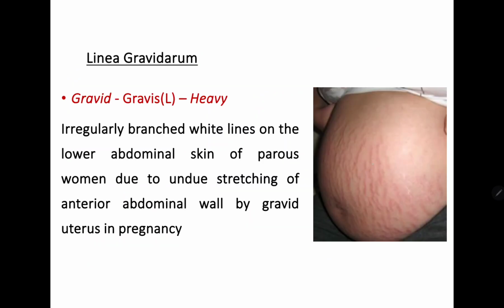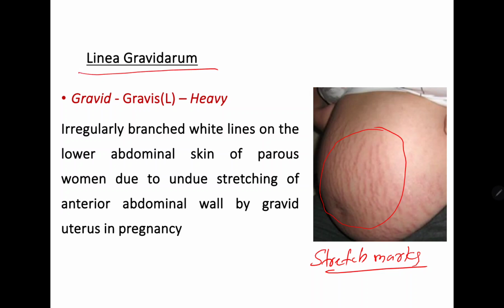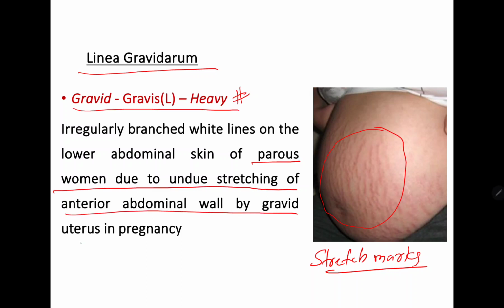Now look at this picture, you're very familiar with it, you might have seen these stretch marks, a very common word. What exactly are stretch marks? In this picture, the condition is called linea gravidarum. Gravid is a Latin word meaning heavy. Linea gravidarum means irregularly branched white lines on the lower abdominal skin of parous women due to undue stretching of the anterior abdominal wall by the gravid uterus.